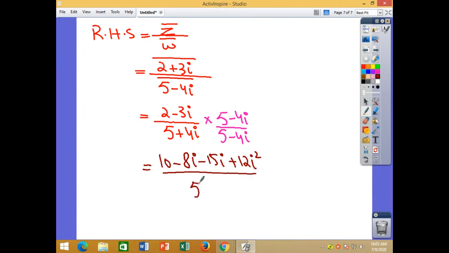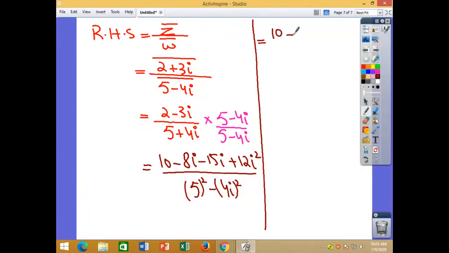In the denominator we have a formula. Which formula? A square minus b square. After simplification we get 10 minus 23 iota, positive 12 into negative 1. In the denominator form we have 25 minus 16 iota square.